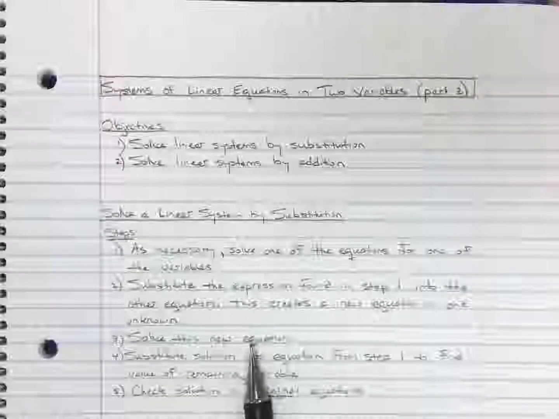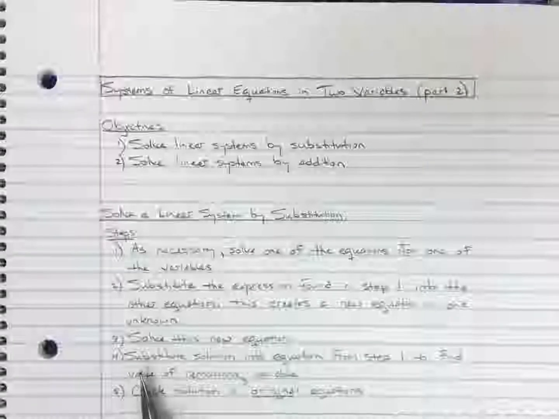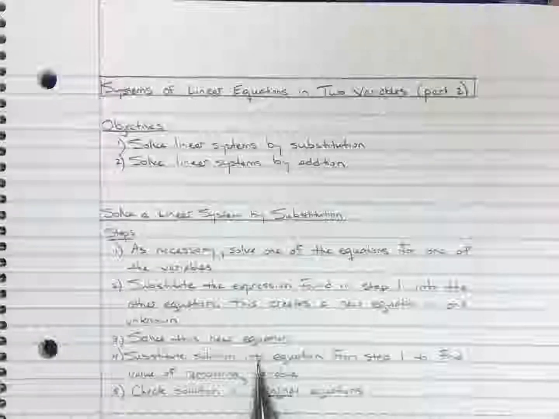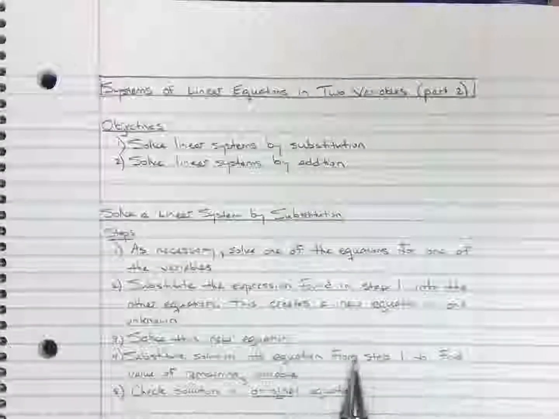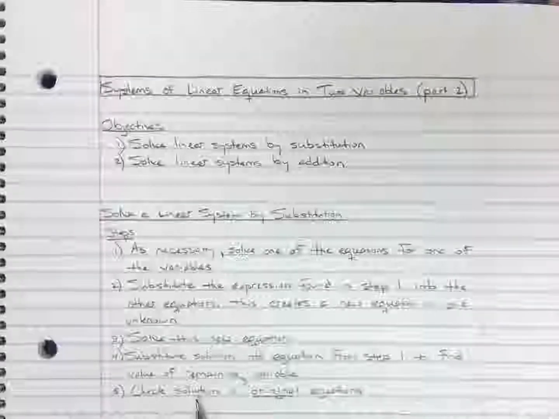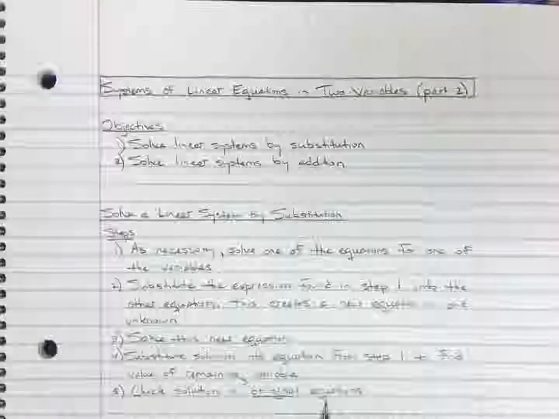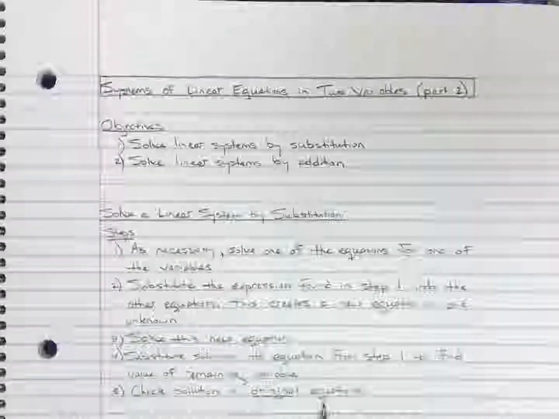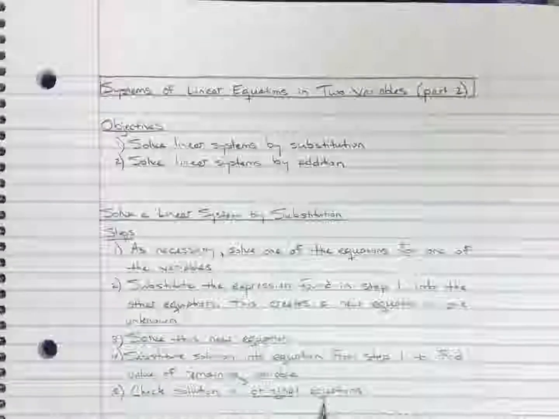Step three, we're going to solve this new equation. Step four, we're going to substitute our solution, x equals or y equals, into the equation from step one, and we're going to find the value of the remaining variable. And then step five, we're going to check our proposed solution in our original equations, just like we did with our graphing, in case we made a mistake solving for one of the variables or substituting.